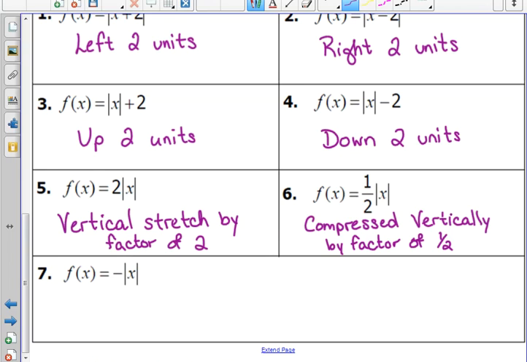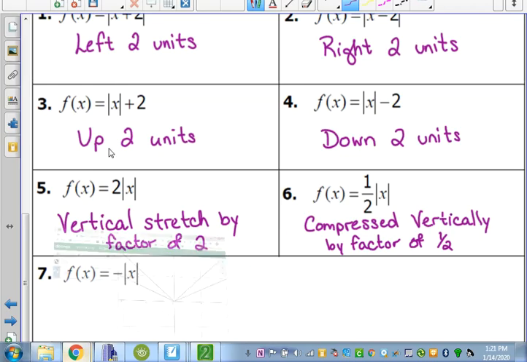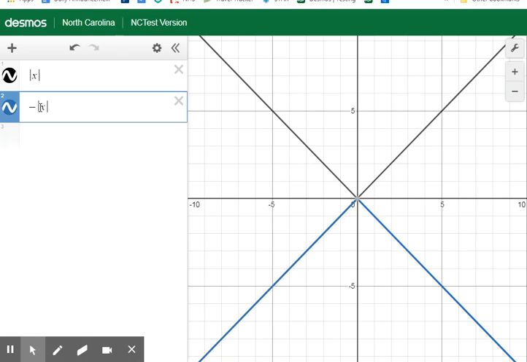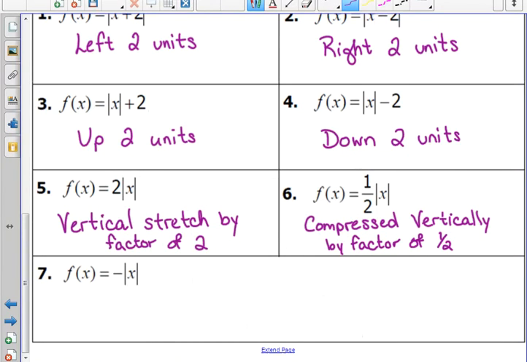All right, last one. What happens if we put a negative in front of that absolute value? It flips it over. Now let's be specific and use some mathematical terminology here. We're going to call that a reflection. It reflects over the x-axis. Very good. It reflects over the x-axis.